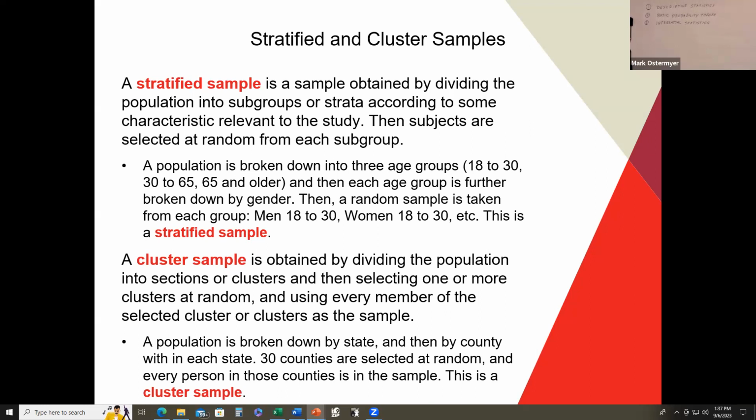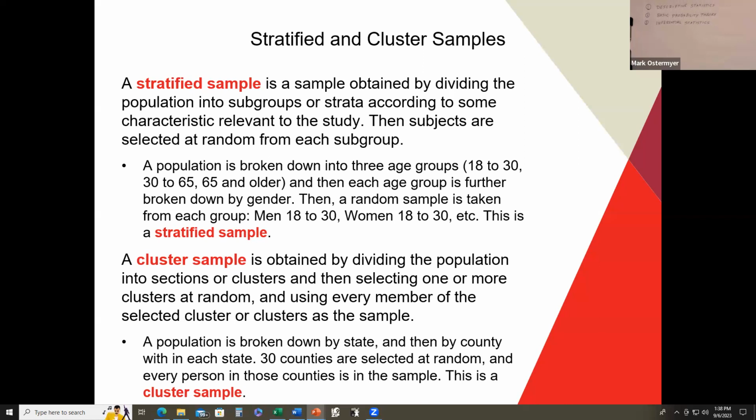All right, another popular method is called cluster sampling. Cluster sampling, like stratified sampling, takes the population and basically subdivides it into smaller subgroups. But here's the difference. With cluster sampling, once we subdivide the population into smaller subgroups, we randomly choose a few of the subgroups. And then we basically poll or sample every element in the randomly selected clusters.